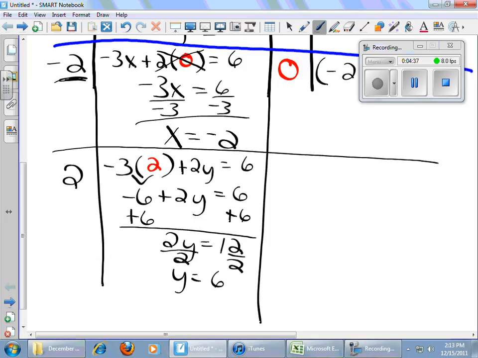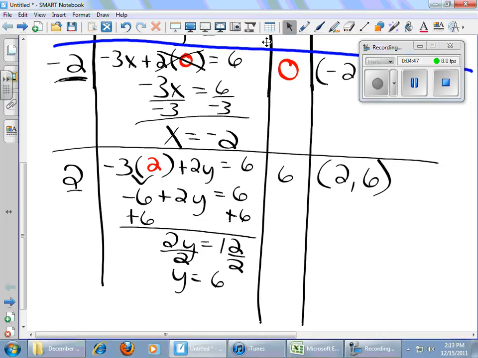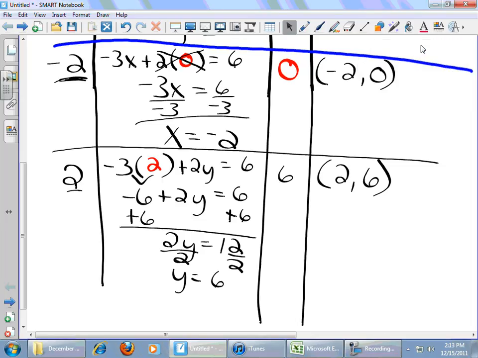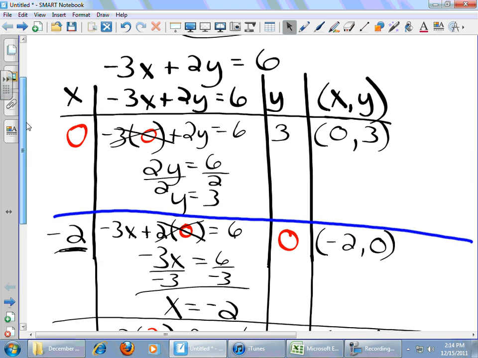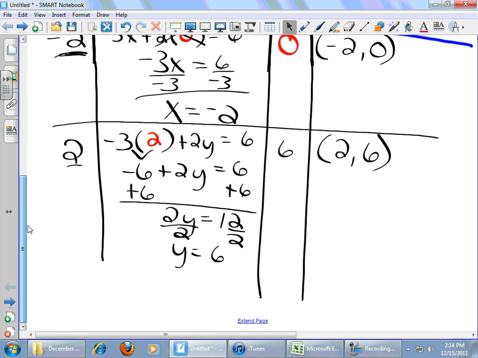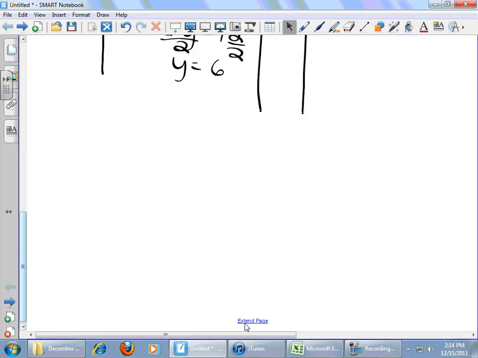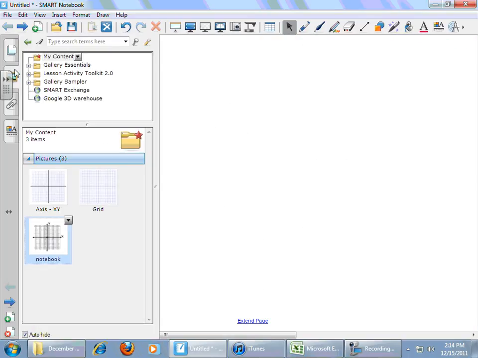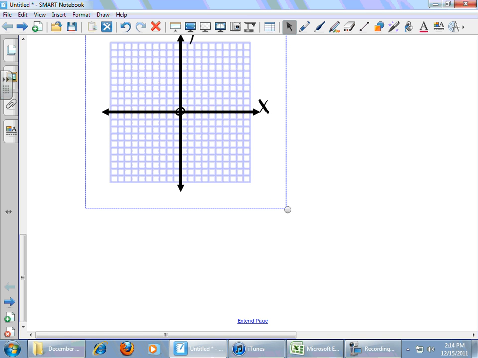All right, so I've got to extend my line here. When x is 2, I know that y is 6. That means the point 2, 6 is on my graph. We'll end up on the line. So what I have going on here is I have the point 0, 3, the point negative 2, 0, and the point 2, 6. All three of those points will need to be graphed on my line. And actually, they're going to be the points that I use to help me draw my line.